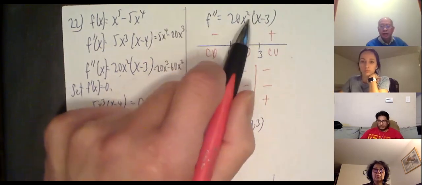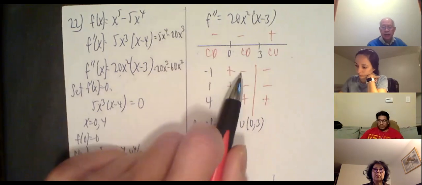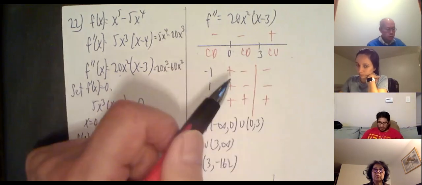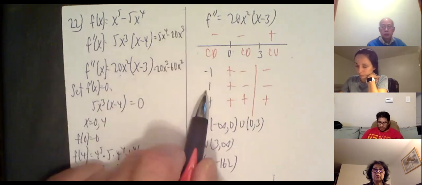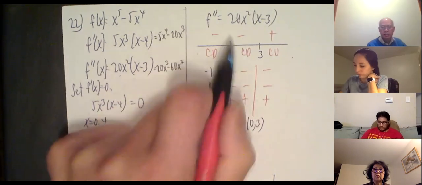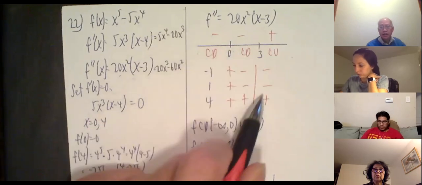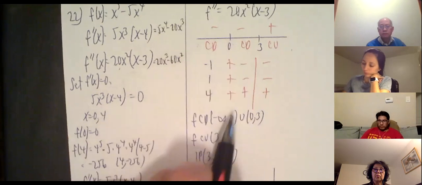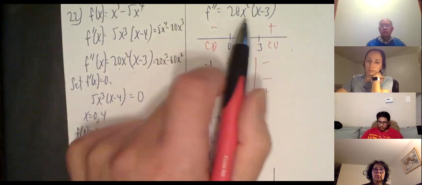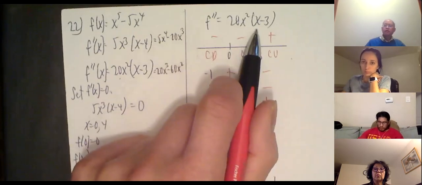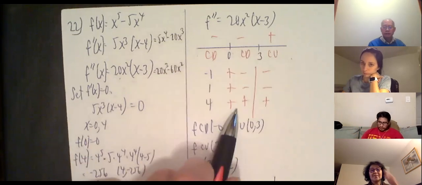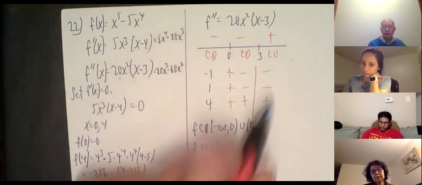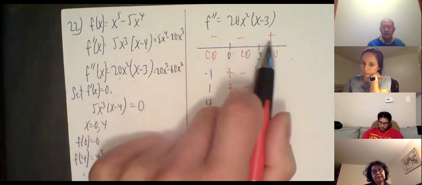Okay, negative 1. Negative 1 minus 3, negative. Positive times negative, negative. 1, we already know that's positive. 1 minus 3, negative. Positive times negative, negative. So negative, negative. And 4, I already know that's positive. 4 minus 3, positive. Positive times positive, positive. So negative, negative, positive.